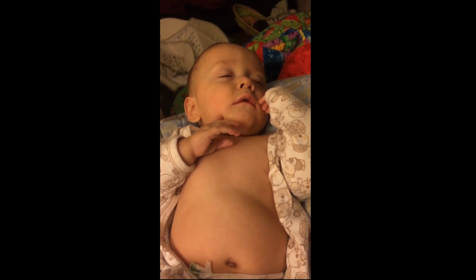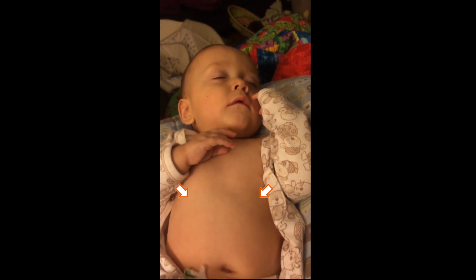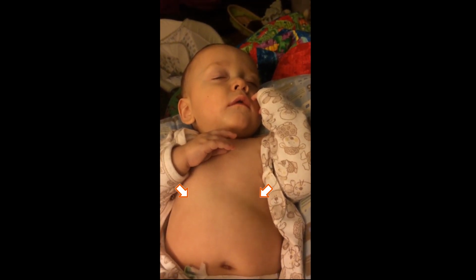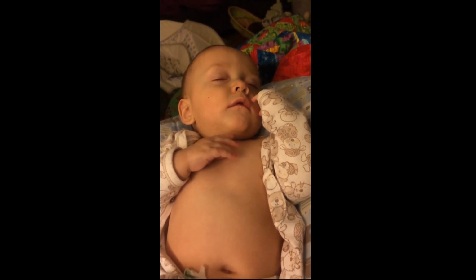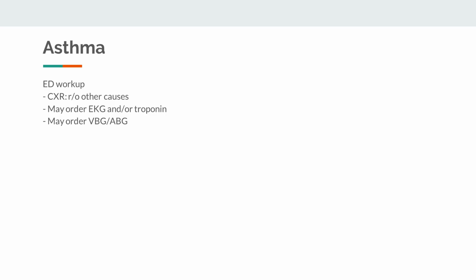In addition to how fast the patient is breathing, you can see how they are recruiting their intercostal muscles in an attempt to get more air in and out of the lungs. One of the reasons why we intubate bad asthma exacerbation cases is because these patients will eventually tire themselves out physically. In the ED, workup will include a chest X-ray to rule out other causes, and depending on the patient and their story, EKG and/or troponin may be ordered as well.